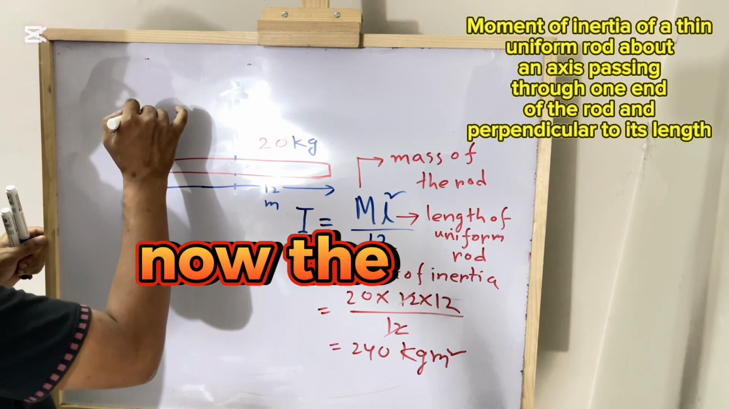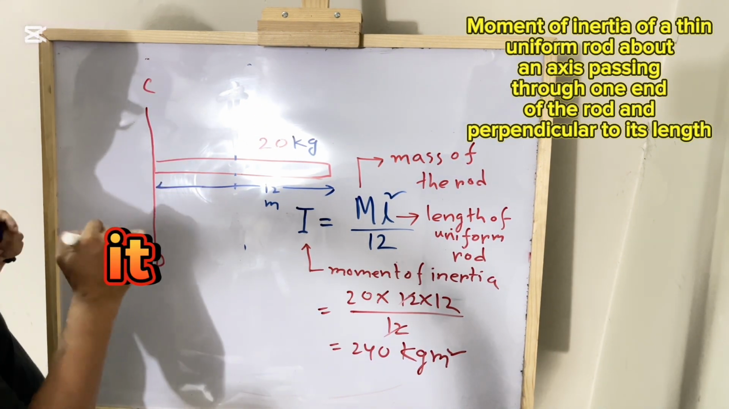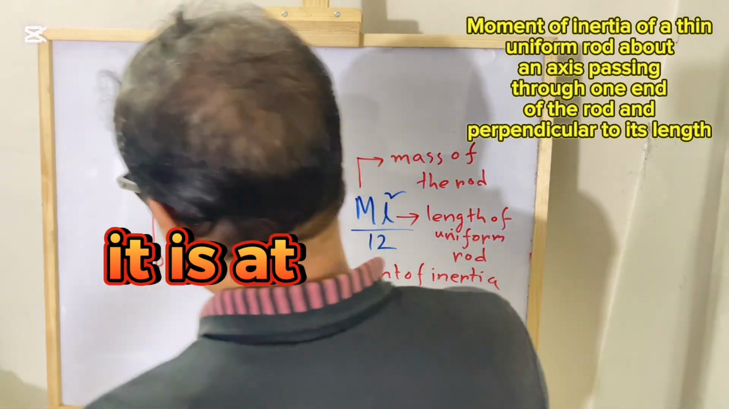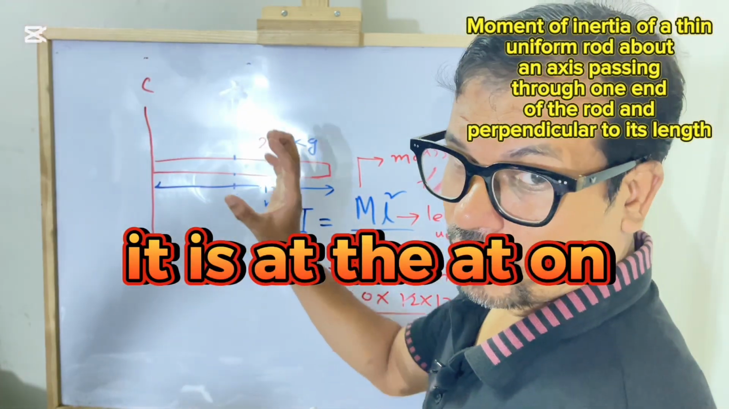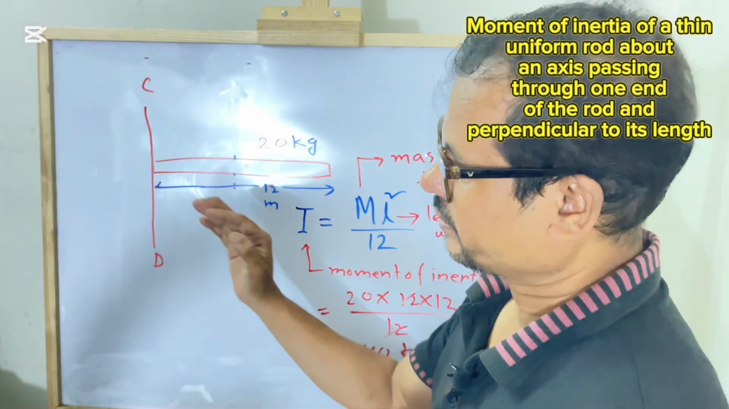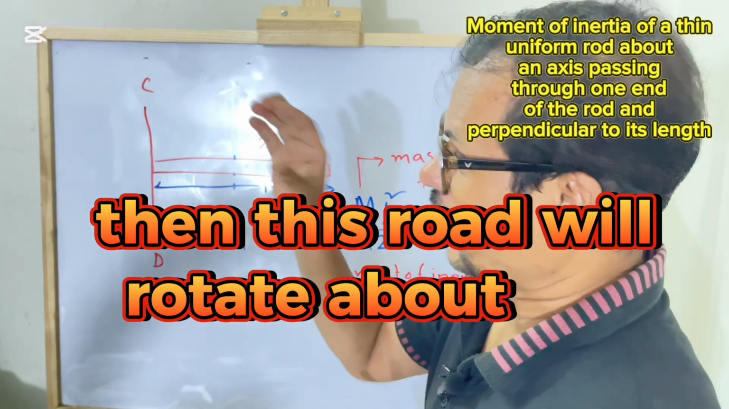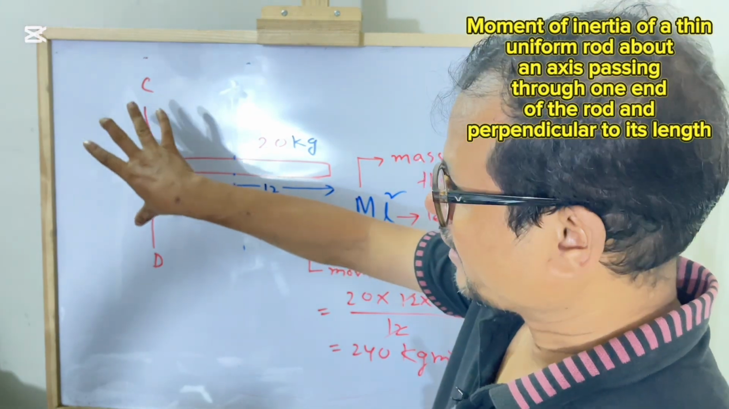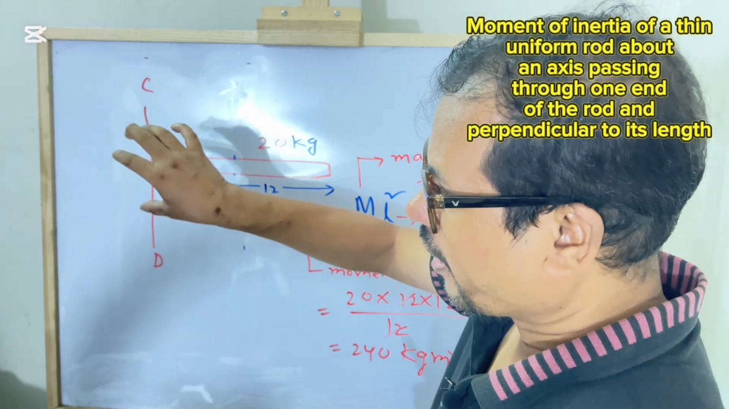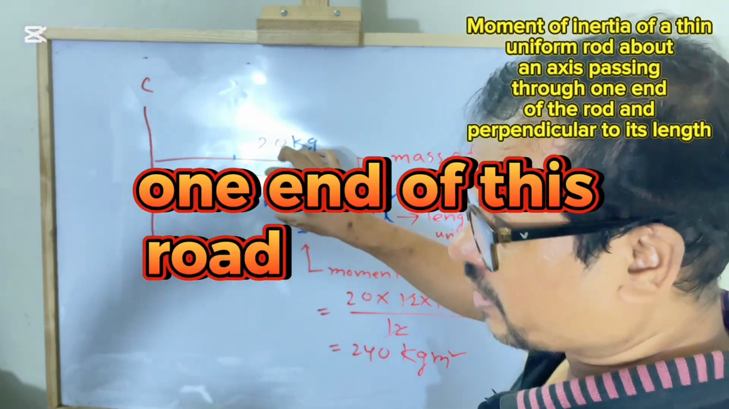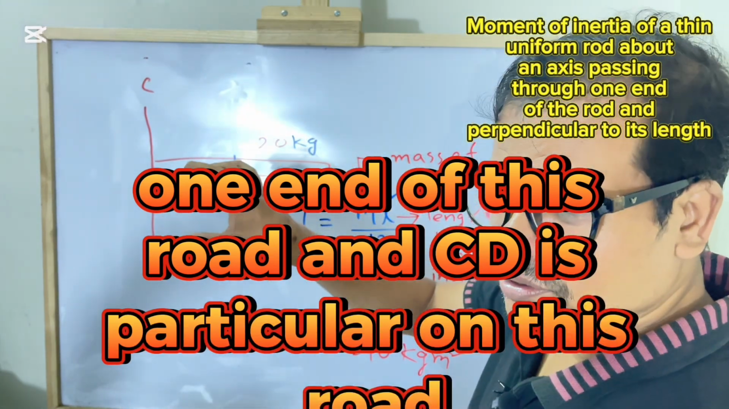Now, the axis is here, CD. It is at the end of this rod. Then this rod will rotate about this CD, which is at one end of this rod, and CD is perpendicular to this rod.